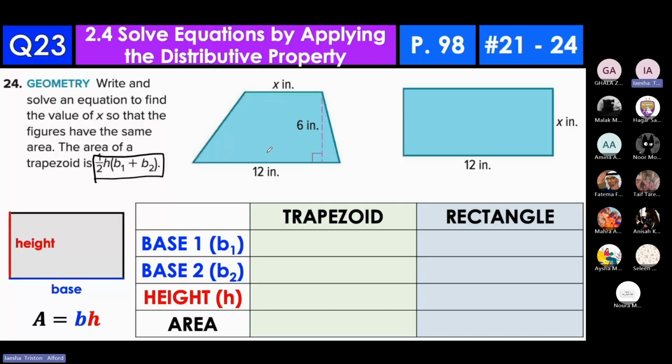So this shape here is a trapezoid. For the trapezoid, you have two bases. The first base is the one that's going to be here in the bottom, positive 12. Then you have the second base at the top. So this one is x. What do you think should be the height? 6. Anybody? Height? Going to be 6. Good. Then we have to use the formula, the 1/2 h.